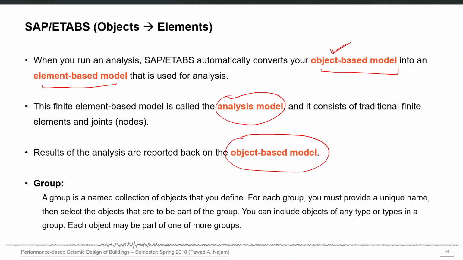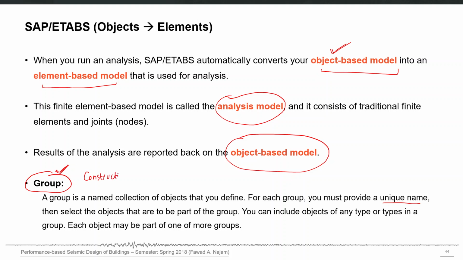There is another terminology which you should know, and that is group. A group is a named collection of objects that you define. So you can define different objects into one group and give it a unique name, and these groups are mostly required by some special kinds of analysis. For example, one analysis type which requires the definition of these groups is the construction sequence analysis.